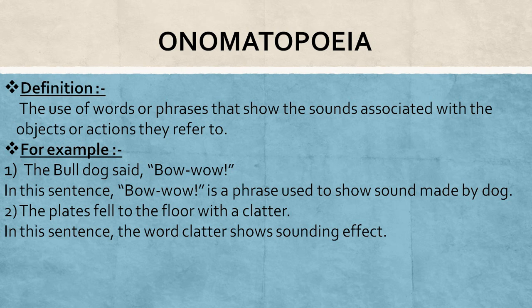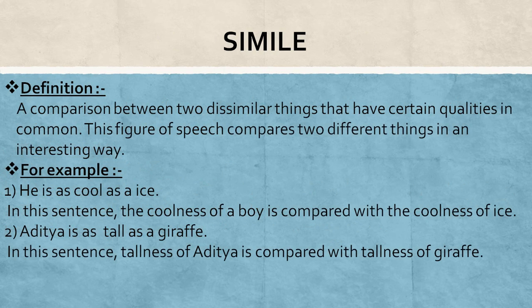For example, 1. The bulldog said, bow wow. In this sentence, bow wow is a phrase used to show sound made by dog. 2. The plates fell to the floor with a clatter. In this sentence, the word clatter shows sounding effect. Sixth figure of speech we are going to discuss is simile.